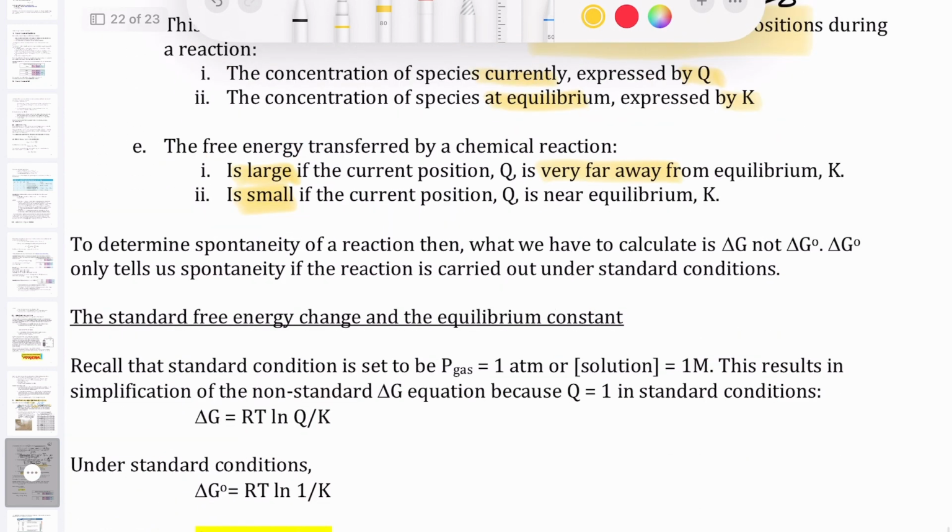So therefore, just to wrap this up, when we want to determine spontaneity, we shouldn't calculate delta G standard, which is this one. What we should calculate is delta G, which is just that symbol, which is the delta G under non-standard condition. Delta G standard is really only useful for calculating spontaneity for reactions that are carried out under standard condition, which is a pretty limited set of conditions. Most of the time when we run reactions, we are not at standard condition.